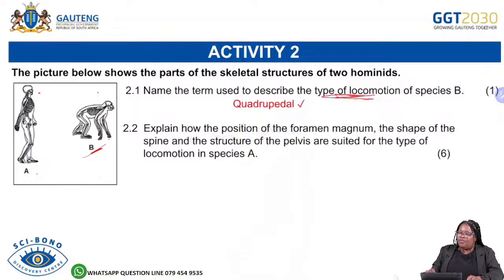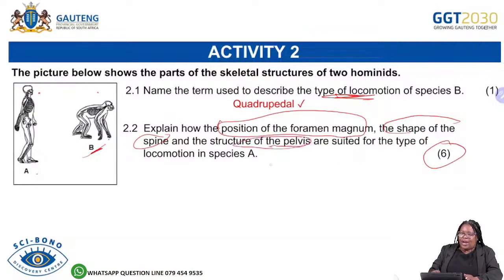Now explain the position of the foramen magnum. It is even given for 6 marks. You are explaining the position of the foramen magnum. The next thing, the shape of the spine, right? Then talk about what? The pelvis, structure of the pelvis, right? Let me read the question again. Explain how the position of the foramen magnum, the shape of the spine, and the structure of the pelvis are suited for the type of locomotion in A. So in the question, you already have got answers there. Given this question, you need to address the position of the foramen magnum, the shape of the spine, and also the structure of the pelvis. I know you can already do that because we have looked at those characteristics and compared all of those.